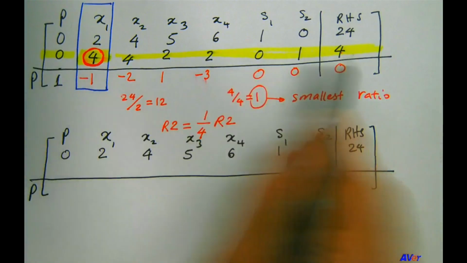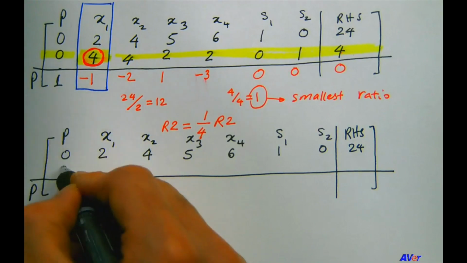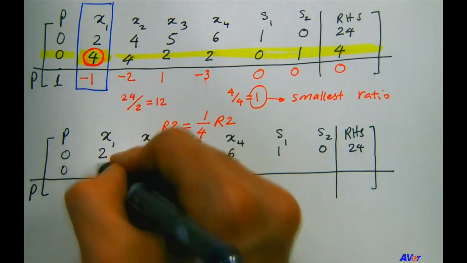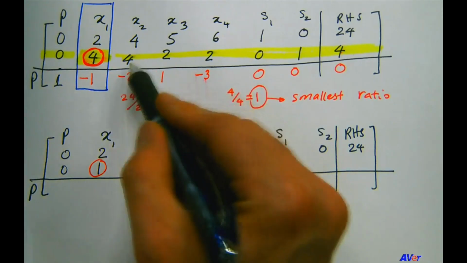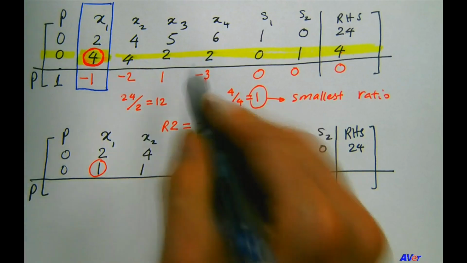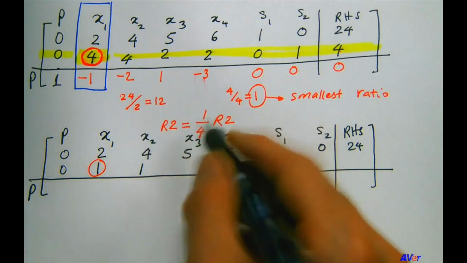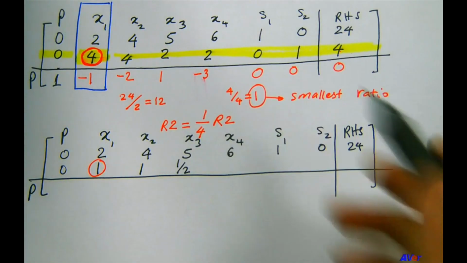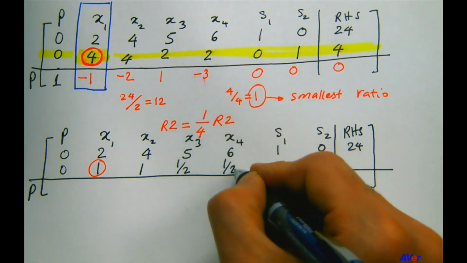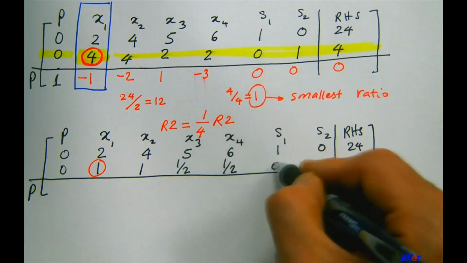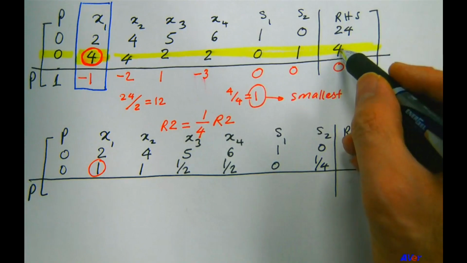Now we're multiplying that whole row 2 by 1 over 4. So 1 over 4 times 0, 0. 1 over 4 times 4, 1. And this is our pivot element right there. 1 over 4 times 4, 1. 1 over 4 times 2, 1 half. Right? 1 half here. And 1 over 4 times 2, again, 1 half. 1 over 4 times 0, 0. 1 over 4 times 1, 1 over 4. 1 over 4 times 4, 1.